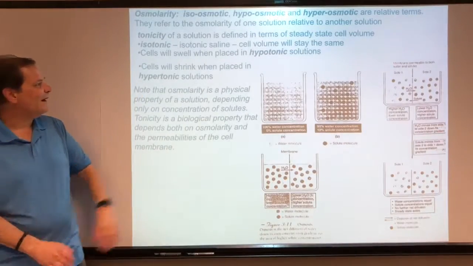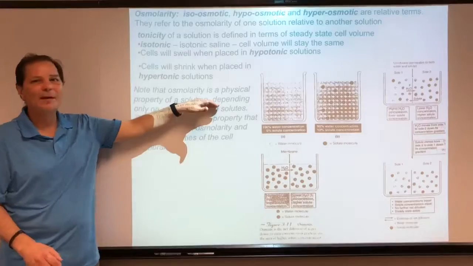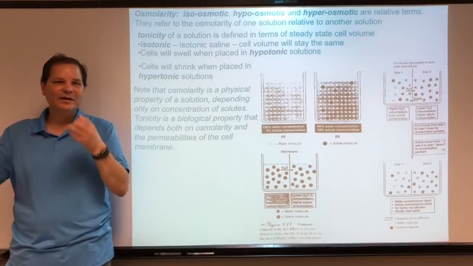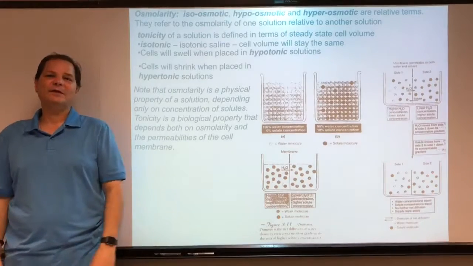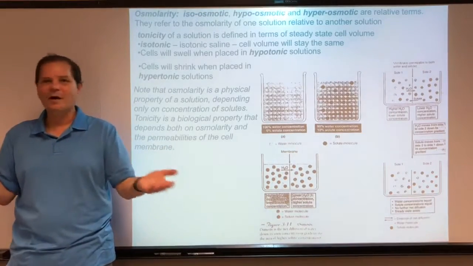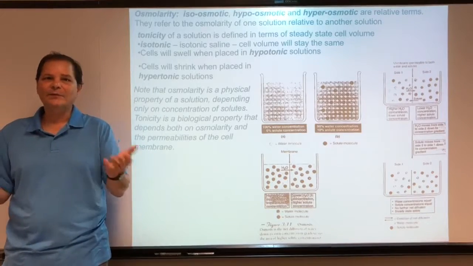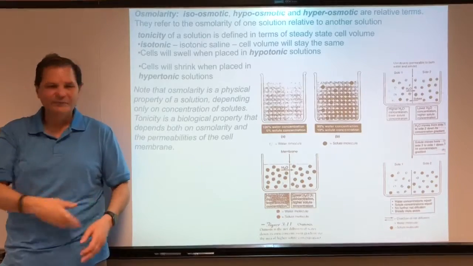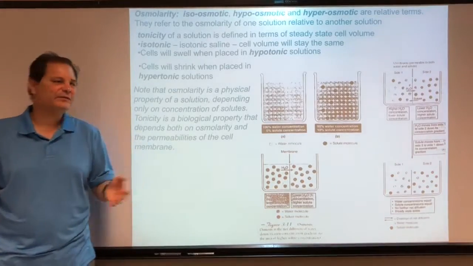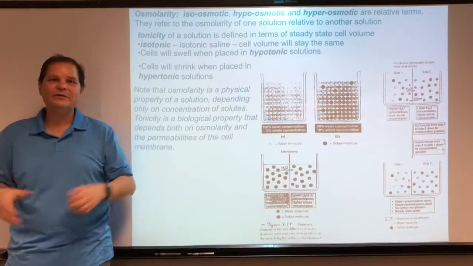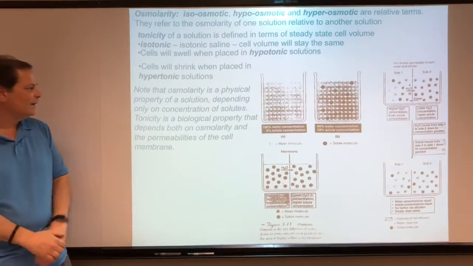So note that osmolarity is a physical property. I can just count the particles, divide by the number of liters, that tells me what the osmolarity is, okay? It's just like concentration of sodium or sodium chloride or concentrations of chloride in millimoles per liter. I count the number of moles, divide by the liters. That's a physical property of the solution. The same thing with osmolarity. You count the particles, you divide by the liters, that gives you the osmolarity.